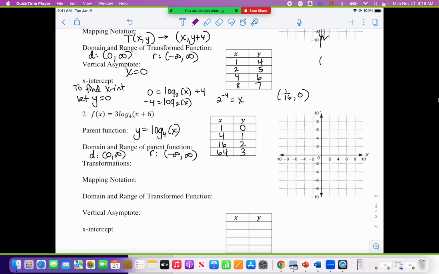Again, where I'm getting 1, 4, 16, and 64 are powers of 4. 4 to the 0, 4 to the 1, 4 to the 2, 4 to the 3. And then the answer to a log is that exponent: 0, 1, 2, 3. All right, what are my transformations?